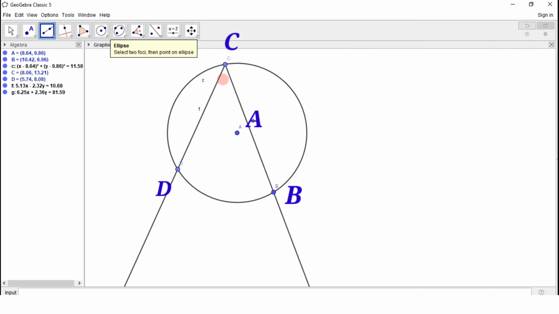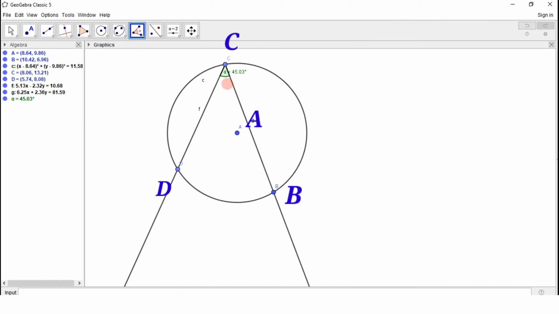For that, firstly, let us measure angle DCB. For that, we have an option, this angle. Then to measure the angle DCB, first click on point D and then on point C and then on point B to get the measure of angle DCB as 45.03. So this is the measure of angle DCB.